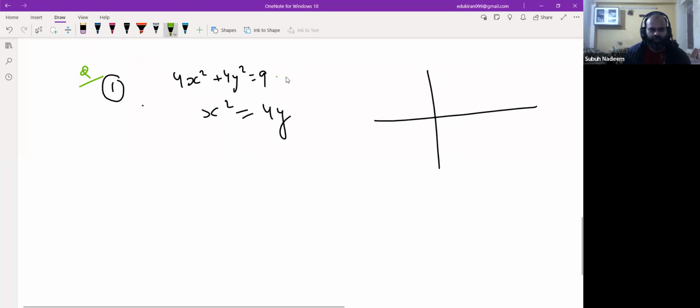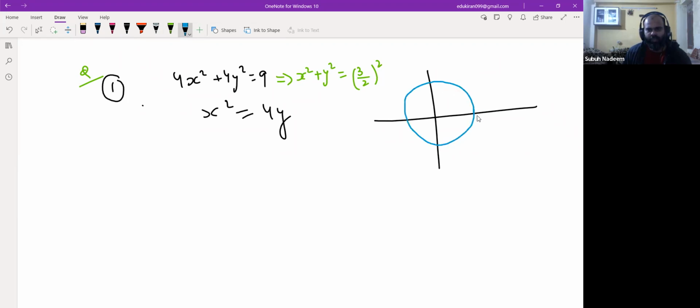So this will become x square plus y square is equal to 9 by 4, which is 3 by 2 whole square. You can write it like this. And this will be a circle whose radius is 3 by 2. Everywhere its radius is 3 by 2. And the another one is x square is equal to 4y. So x square is equal to 4y is a parabola, which is upward opening parabola like this.